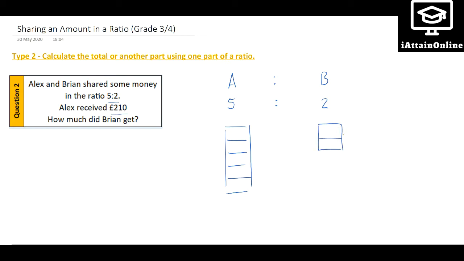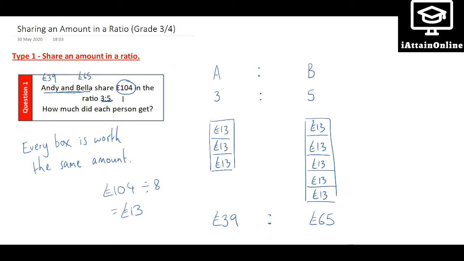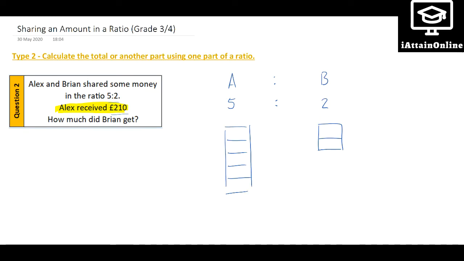Again, remember, every single box is worth the same. Now, the important bit here is that it just says that Alex received £210. In the last question, that £104 was what they both got split between them. This one here is just giving us the amount that Alex received. So that £210 does not represent all 7 boxes. It represents those 5 boxes. You need to be very careful with the wording of these questions.